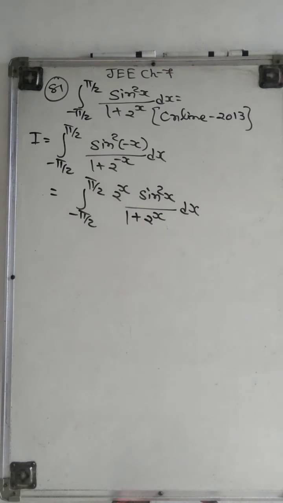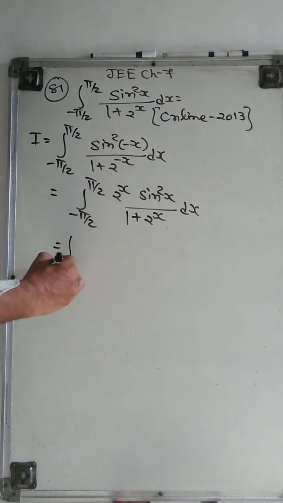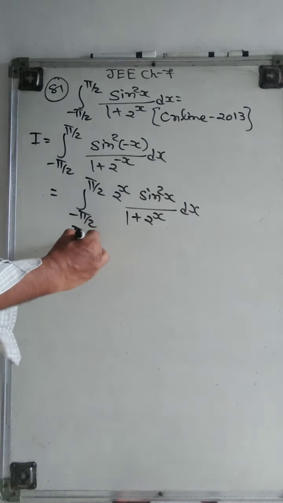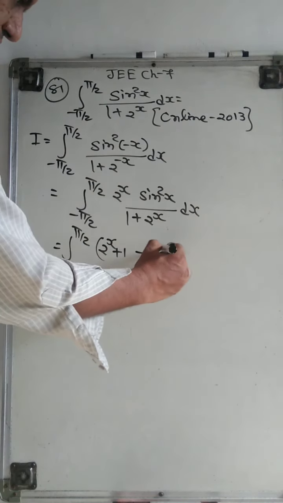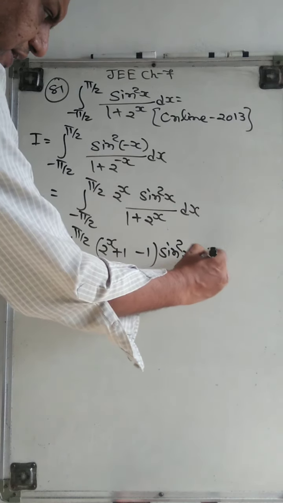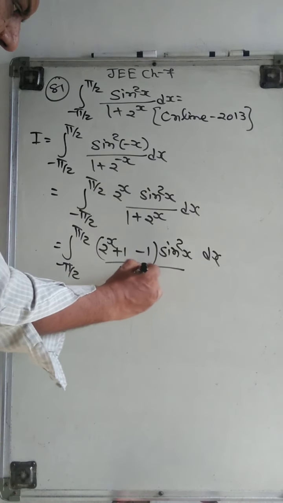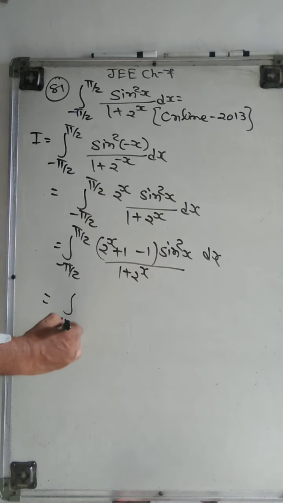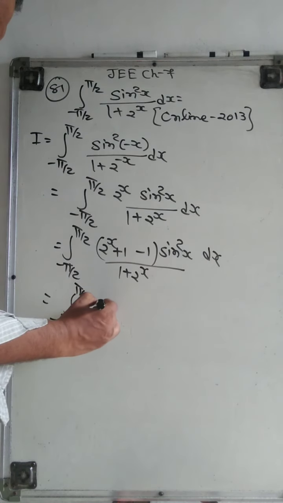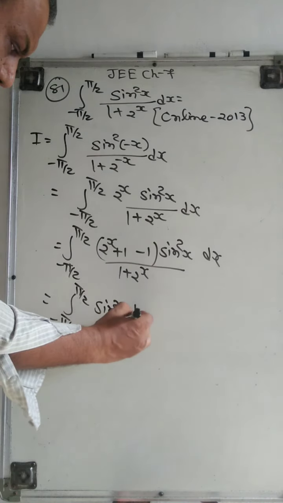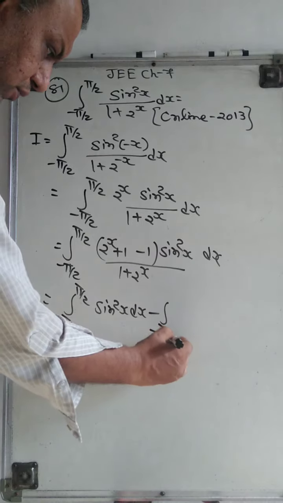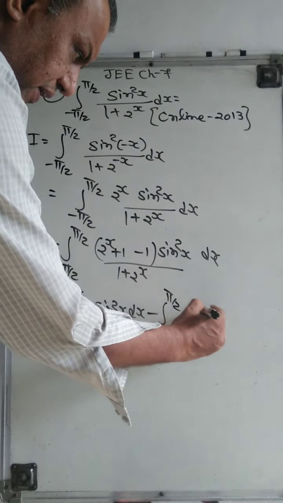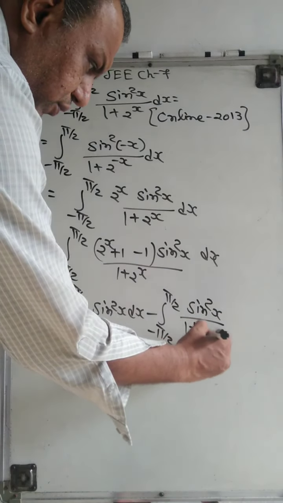Now what? We add and subtract 1 in the numerator. So we get the integration from minus pi by 2 to pi by 2 of 2 raised to x plus 1 minus 1, times sin square x dx upon 1 plus 2 raised to x. So here we have the integration from minus pi by 2 to pi by 2 of sin square x dx, minus the integration from minus pi by 2 to pi by 2 of sin square x upon 1 plus 2 raised to x dx.